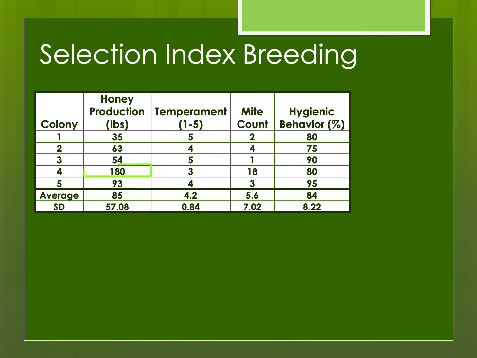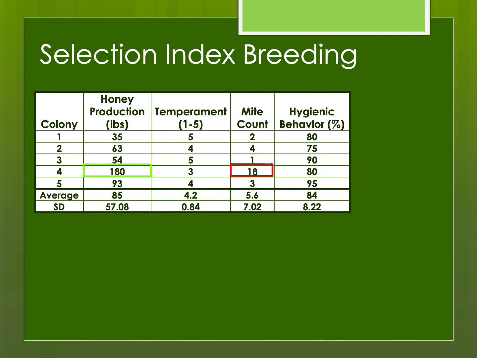You've got this rock star down here. Look at this, colony number 4, 180 pounds of honey. Compared to all the others, it's more than 2 times as much as the next best colony, and even 6 times as much as the worst producing colony. But unfortunately, even though this colony was a real rock star with honey production, they were pretty bad when it came to the mite count. They had a really high mite count on the mite wash. So that's not so good.